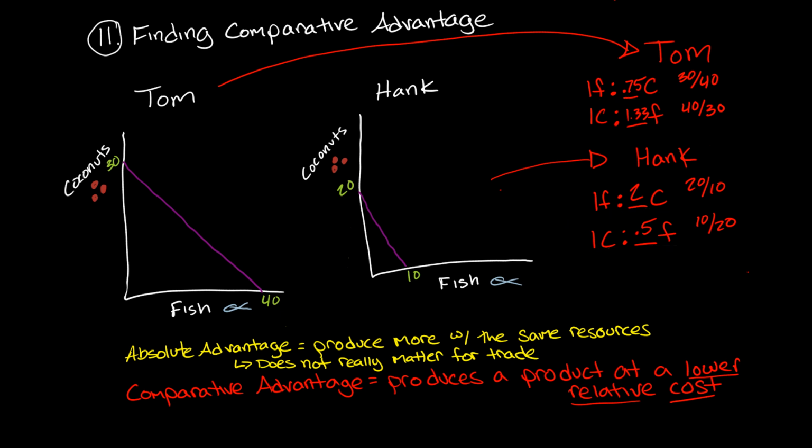Now that we know who has comparative advantage in fish and who has comparative advantage in coconuts, we can then move on to a trade scenario where Tom and Hank can enter into mutually beneficial trade where they both end up with more things than they began with. This is the process called gains from trade, and that's going to be the thing that we show you how to do on the next page.